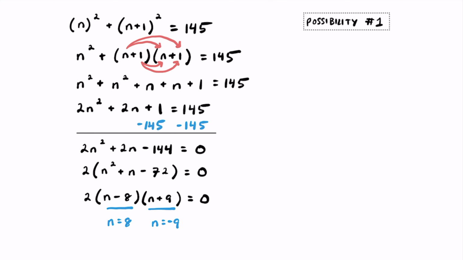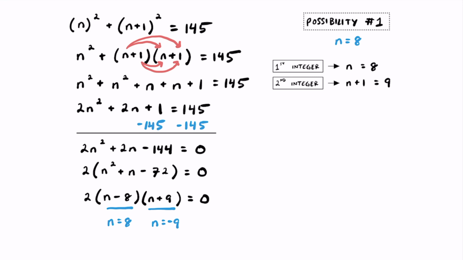Well, let's take a look at possibility number 1 where n is equal to 8. So let's see what happens in this scenario. Remember that first integer was being represented by that expression of n, so if n is equal to 8, then this would just equal 8. And for that second integer, remember we said it was going to be that expression of n plus 1. So we substitute 8 in here, 8 plus 1 is going to be 9. So these would be our two values, 8 and 9.